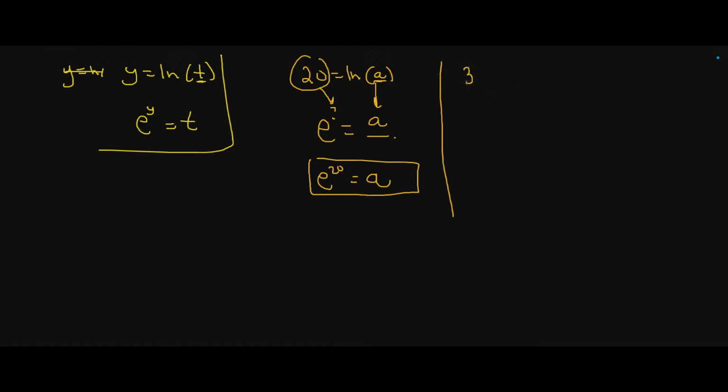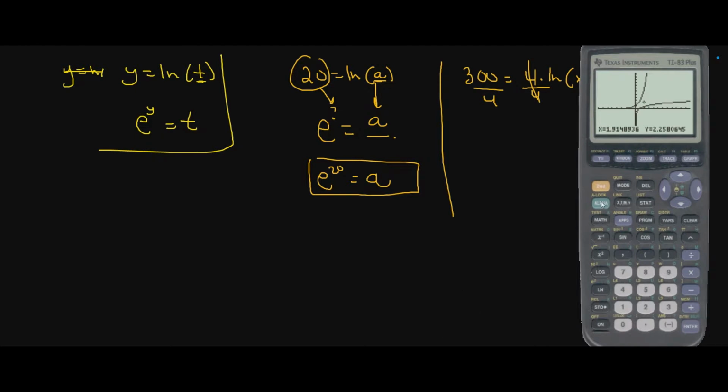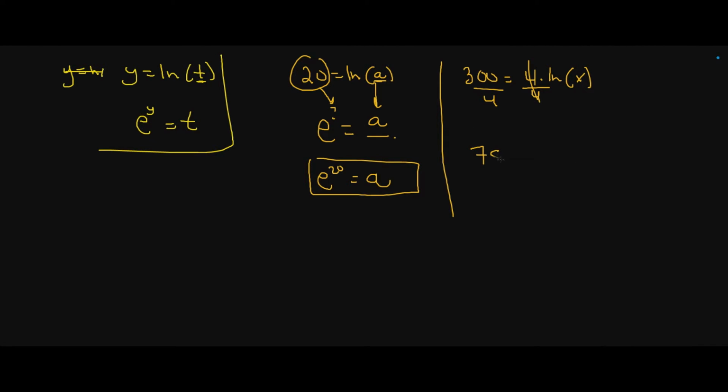Let's do another one. Let's say 300 equals 4 times ln of x. Divide 4 to both sides. 300 divided by 4, and we get 75. I should have known that. 75 is equal to the natural log of x.